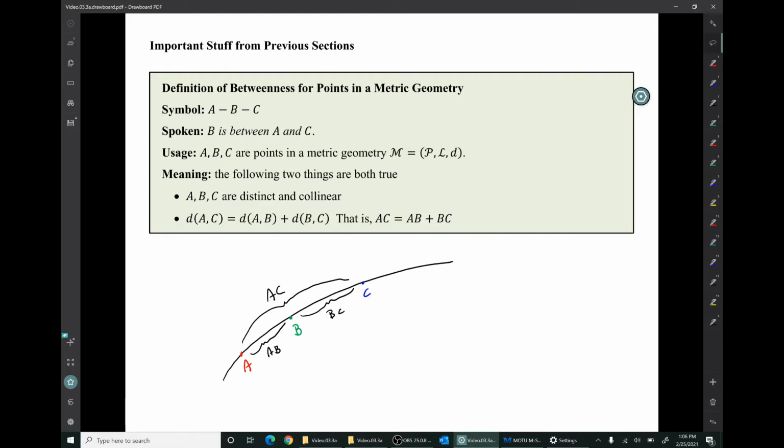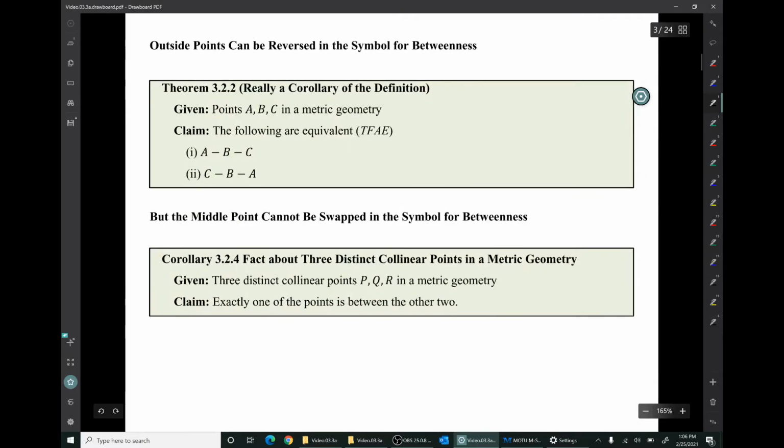So there is an illustration of betweenness. I show the 3 points being collinear and also show these quantities that are mentioned in this additional requirement. Remember that the outside points can be reversed in the symbol for betweenness. So this symbol means the same thing as this. To say B is between A and C means the same thing as to say B is between C and A. But the middle point cannot be swapped. So given 3 distinct collinear points in a metric geometry, exactly one of the points is between the other two. So in these two expressions above, notice the point B was the point in the middle.